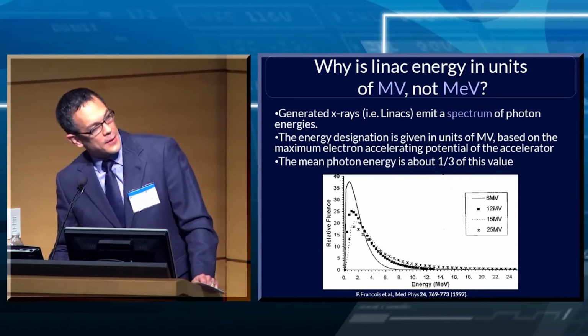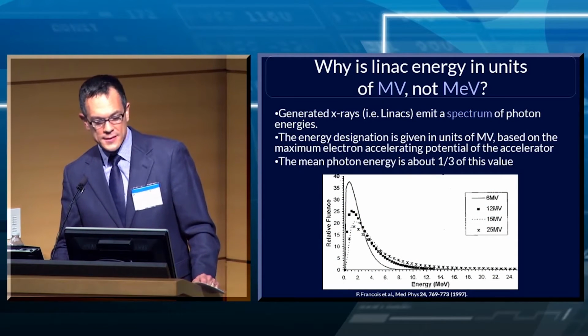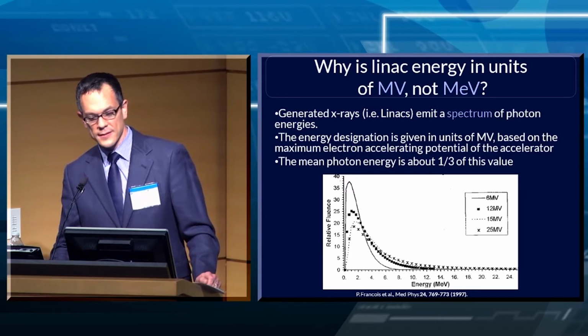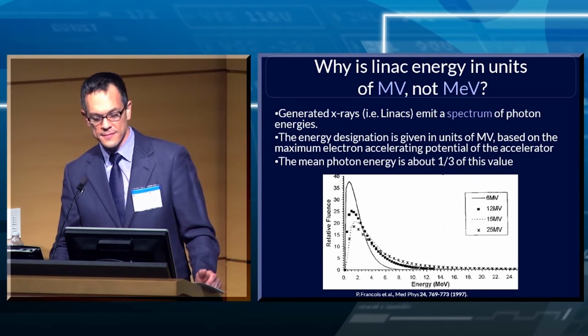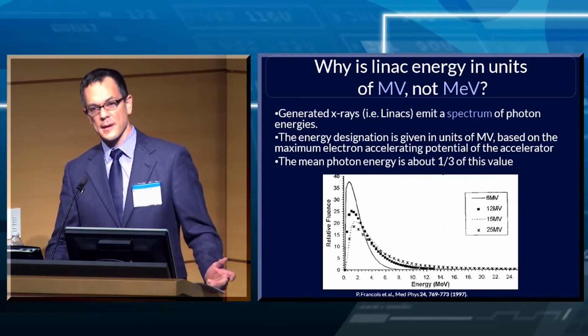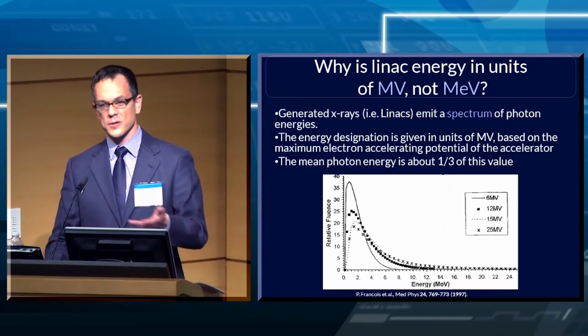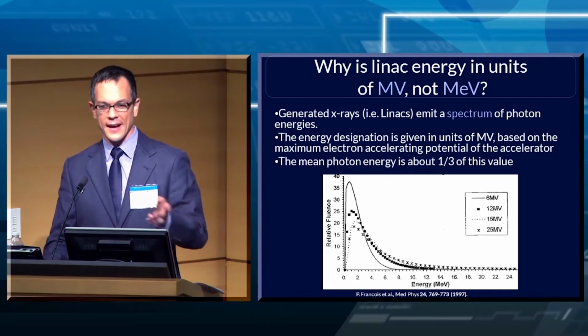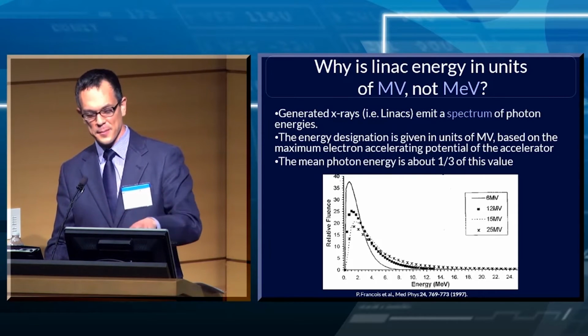So one thing when I was training that was always really confusing is, I just described that photons have energies that are described in units of MeV, but a lot of times you'll hear somebody say, I have a 6 MV LINAC. And there are a lot of questions when you're training that you're always too afraid to ask. And this was always, for me at least in the beginning, one of them.